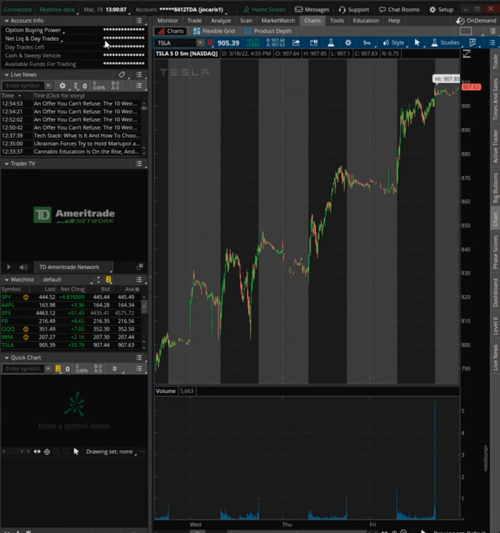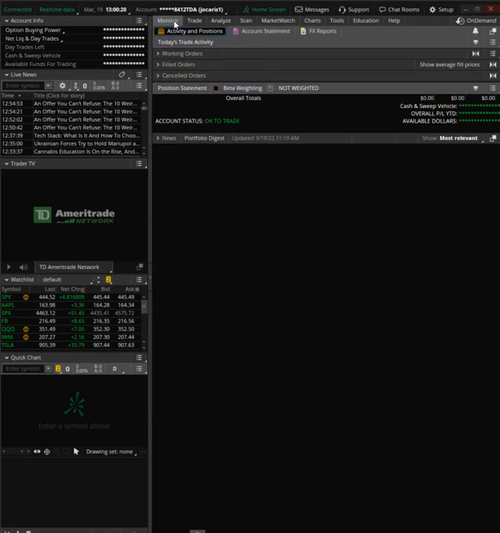Now you can adjust or modify this if you need your screen to be bigger. I tend to like to have it this way because this gives me enough information for me to be able to make educated decisions. Also, with the monitor screen, as you can see, it gives you what trades you currently have. So it'll have the working orders.